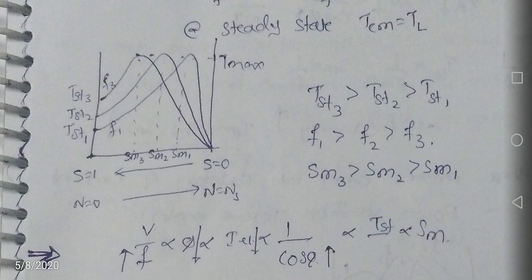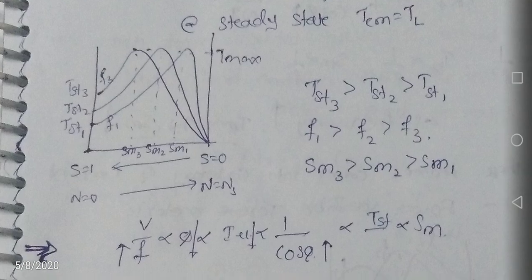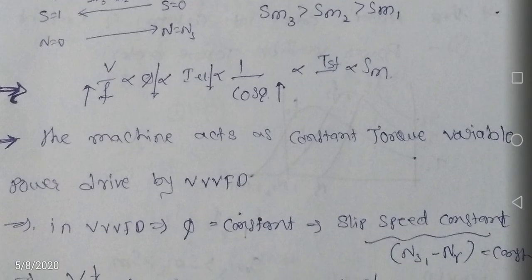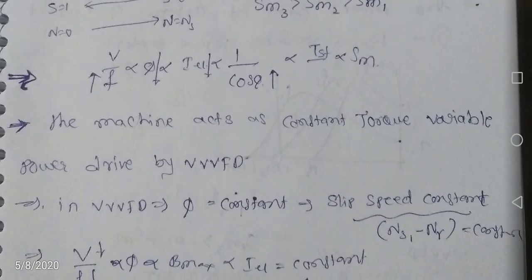V by F is proportional to flux. And I mu is proportional to 1 by cos phi, proportional to TST, proportional to 1 by SM. The machine acts as a constant torque variable power drive. The constant torque variable power drive means the machine is operating below rated speed.